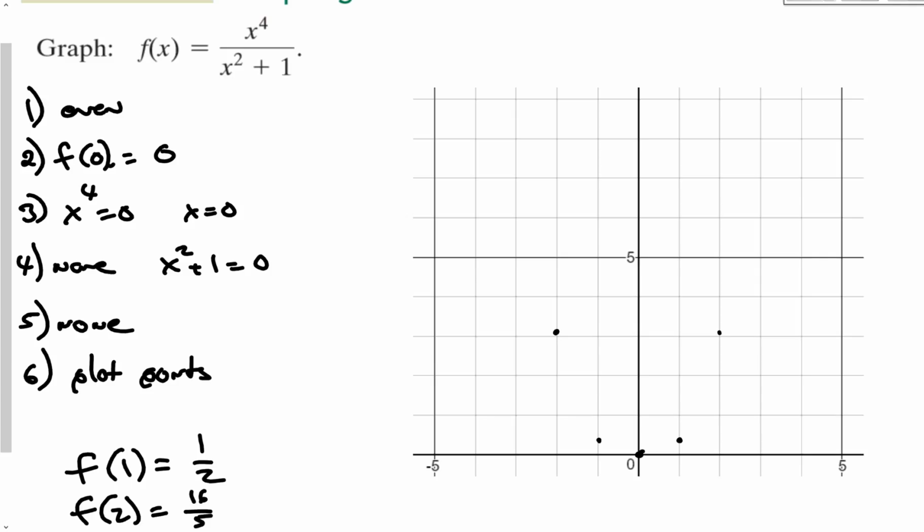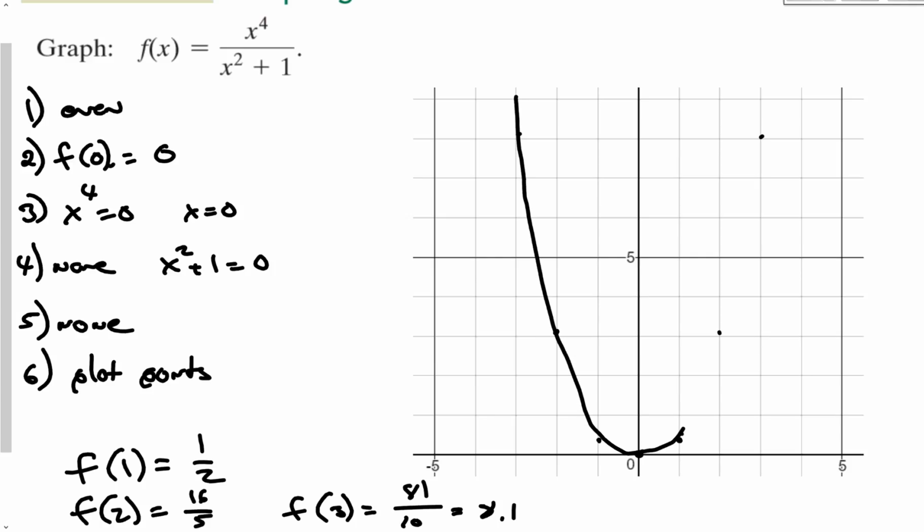In fact, if I plug 3 into this function, let's see what happens. F of 3 turns into 3 to the 4th power. That's 81 over 9 plus 1. So that's 10. So that's 8.1. So 3, 1, 2, 3, 4, 5, 6, 7, 8, and a little bit. And that's kind of enough information to graph this. In fact, it looks kind of like a parabola.